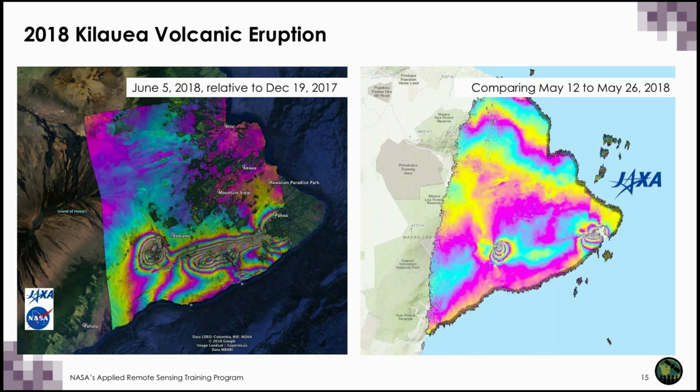So ARIA has an example of a volcanic eruption, an interferogram that was generated due to a volcanic eruption. And Dr. Fielding will discuss interpretation of this product. These types of products can be useful to determine areas that might be a risk for landslides before an eruption, given the instability of the mountain.